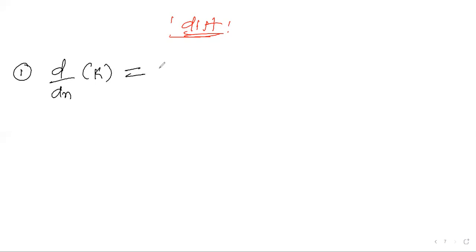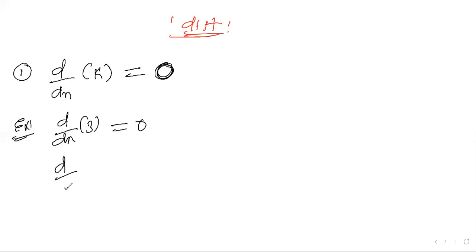d by dx of a constant is 0. For example, d by dx of 3: the answer is 0.